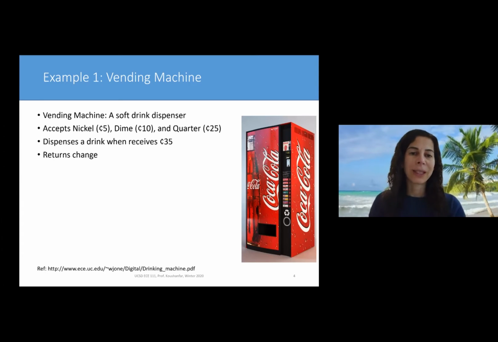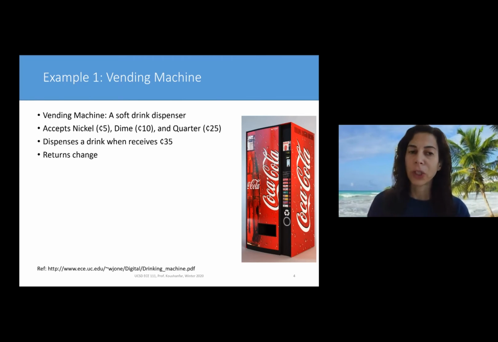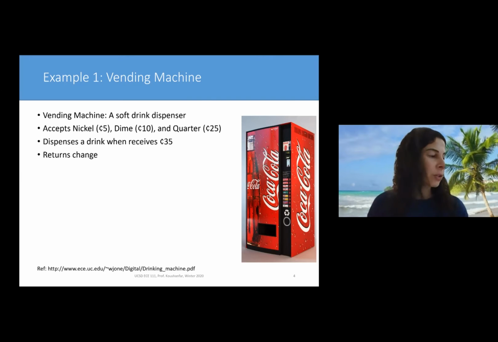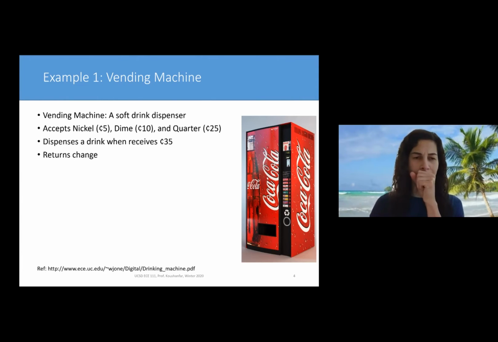In this particular example, we have a drink dispenser, and the inputs that are acceptable are 5 cents or nickel, dime, 10 cents, and a quarter, 25 cents. And then once we reach a 35-cent limit, it's going to dispense a drink. And then it also returns change. For example, if you enter two quarters, it will be 50 cents, and then it has to give us a change of 15 cents before the transaction is complete.